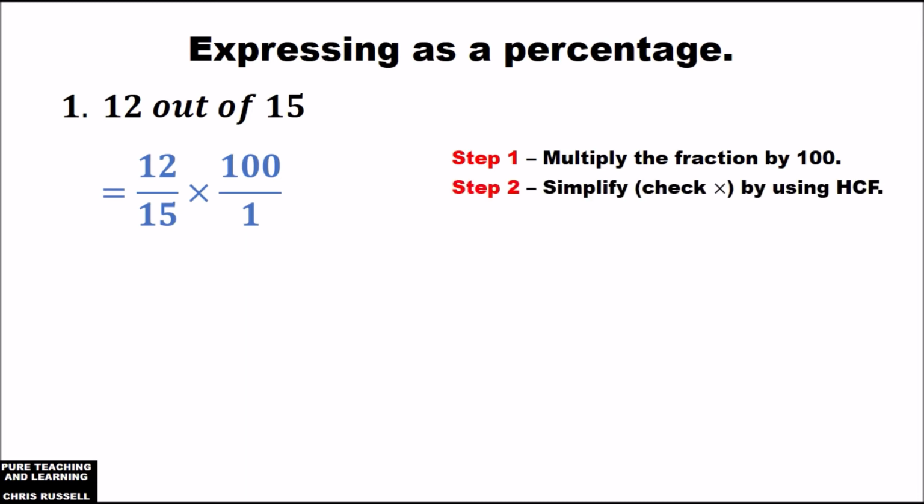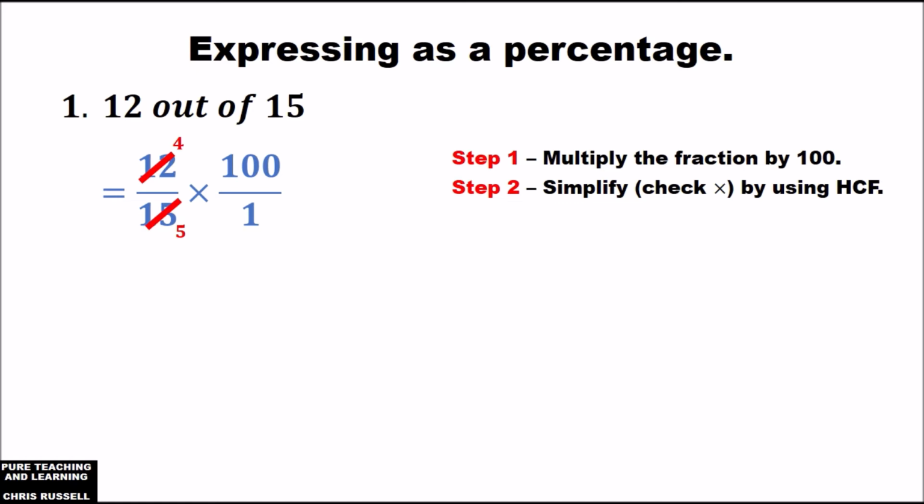Step 2, we simplify. You can check the diagonals using the multiplication sign by using the highest common factor. So the first thing we can do is have a look at the fraction on the left hand side. Have a look at the numbers 12 and 15. The highest common factor for 12 and 15 is 3. How many 3's go into 12? We have 4. How many 3's go into 15? We have 5. Now we can have a look at the diagonals.